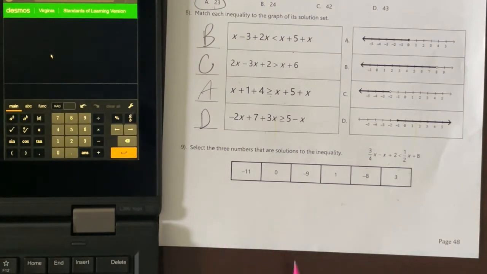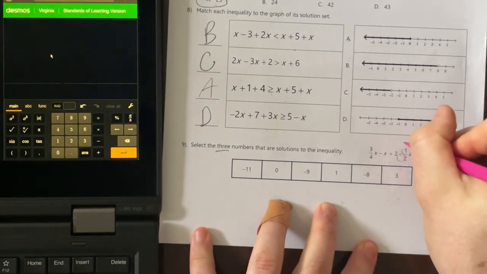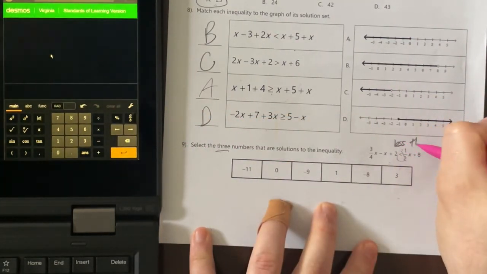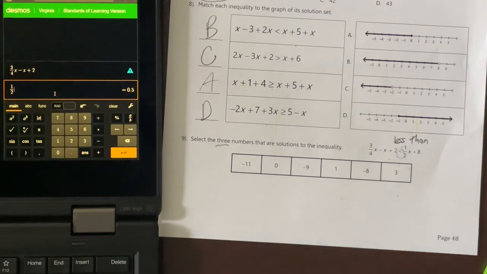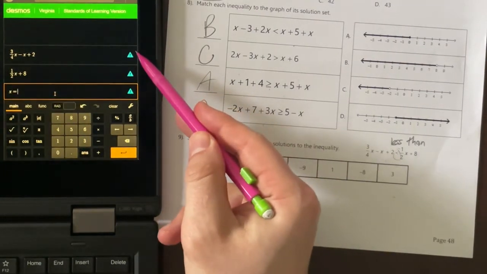For number 9, it says select 3 numbers. So 3 are true, 3 are false, that would work for that inequality. My first section is going to be less than. On the left side, I can say 3 over 4 times x minus x plus 2 is strictly less than 1 over 2 times x plus 8. I'm going to plug in some values to see if they work. The top value has to be less than that second value.